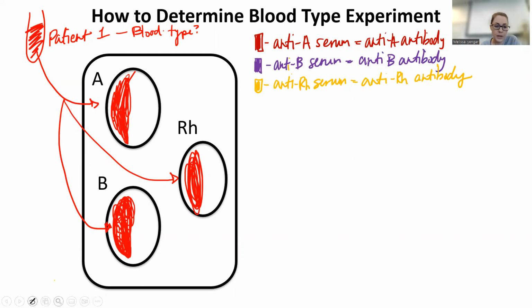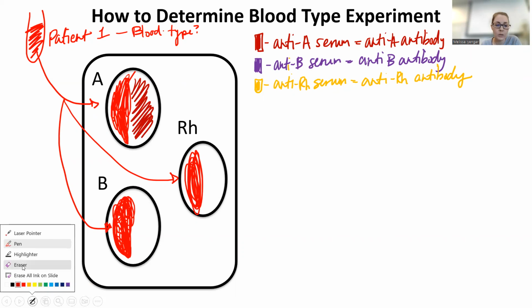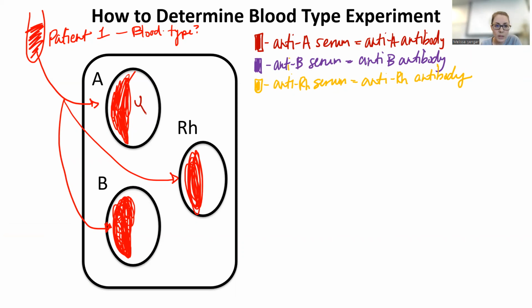What we're gonna do is in the little well over here, we're gonna put the A antibodies. Let's just say we're going to put these antibodies in here for A. In the B well, we're going to put the B ones. And in the RH one, we're going to put the RH ones. And we're going to look for a reaction. There are two possible reactions that can occur.